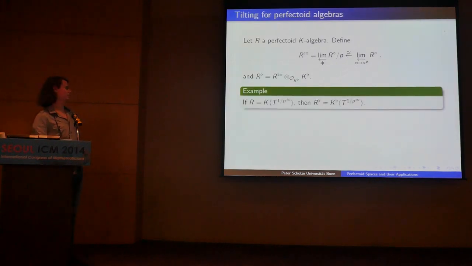And so again, in the examples, this just does the expected thing. So if you have the ring of convergent power series in a variable T and all its p-power roots, then the tilt will just be the same thing over the other field.